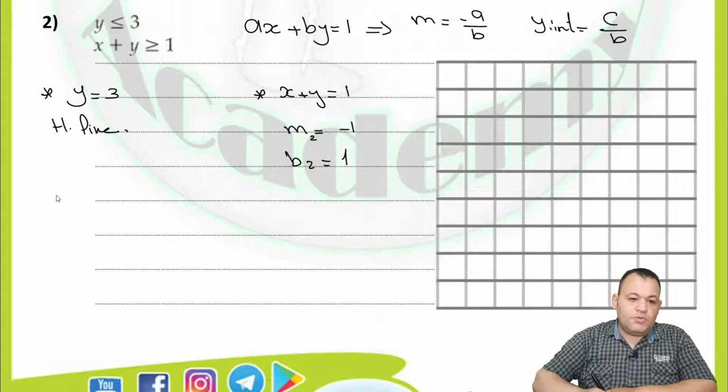Now step number 2. We need to check if each line will be a solid line or a dotted line. Because it's smaller than or equal, the first will be a solid line. Second line, because it's greater than or equal, it will be a solid line.